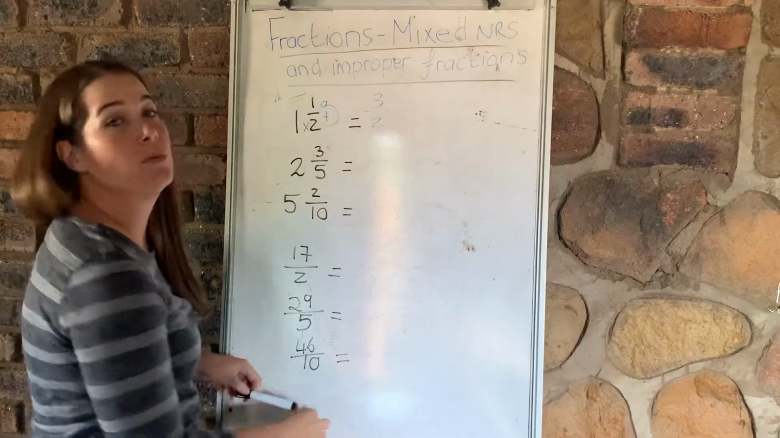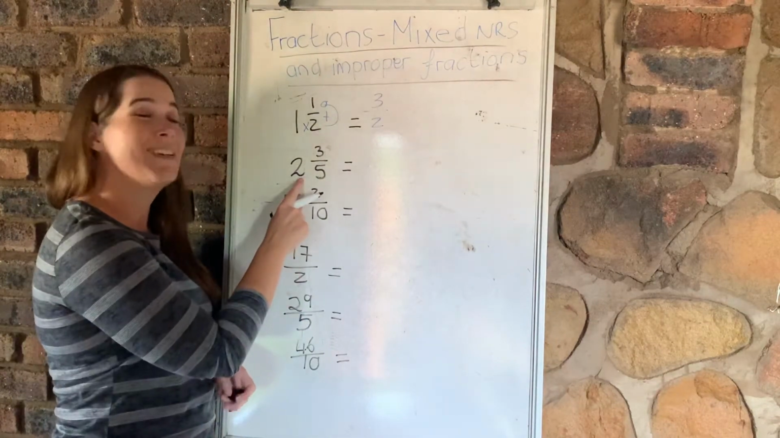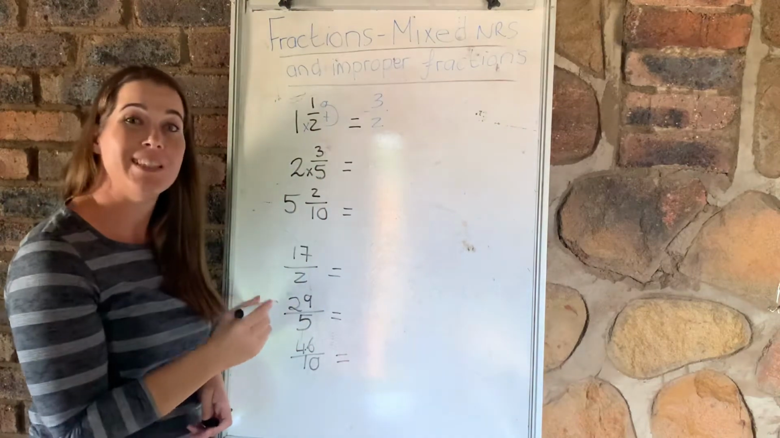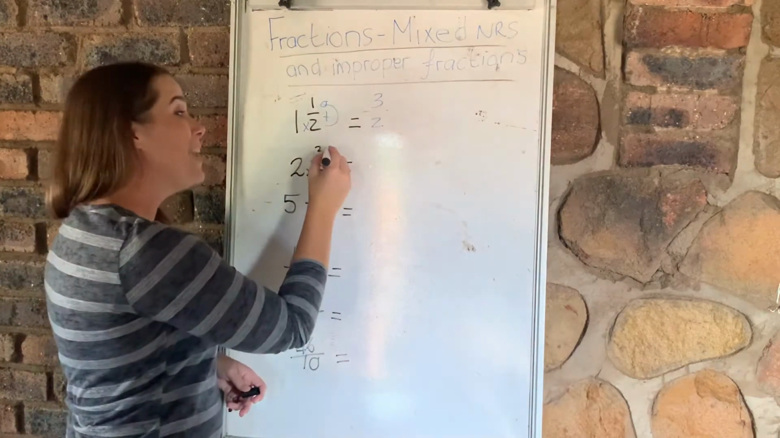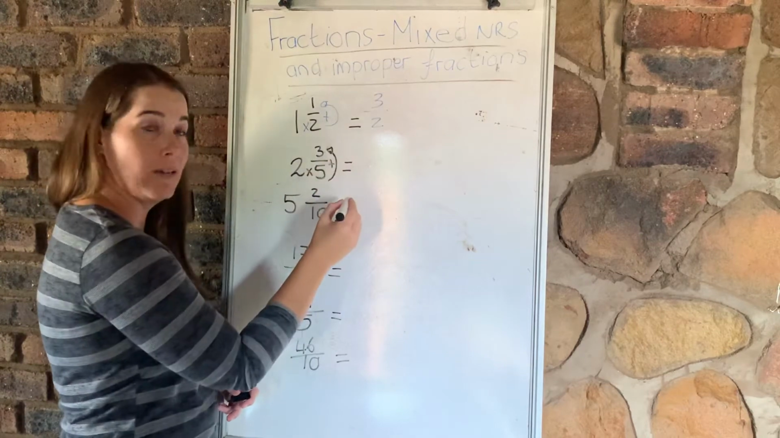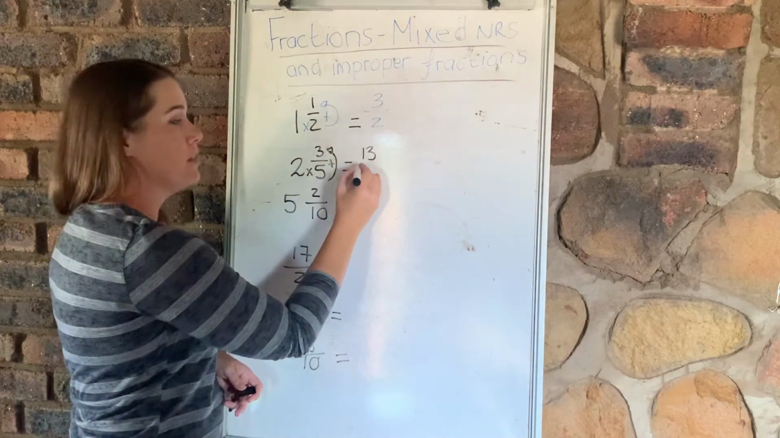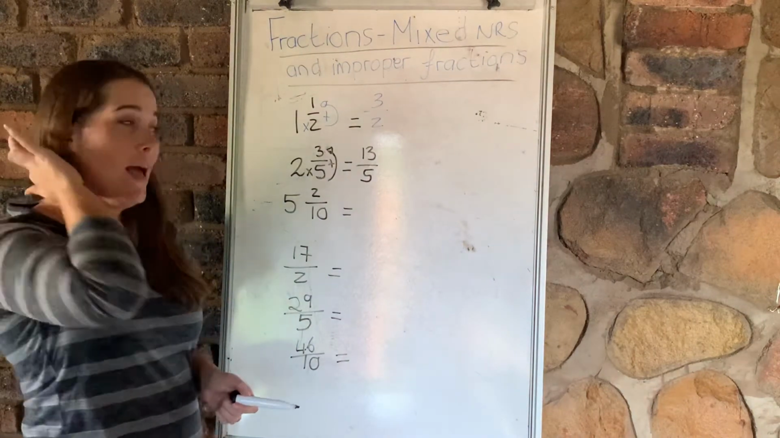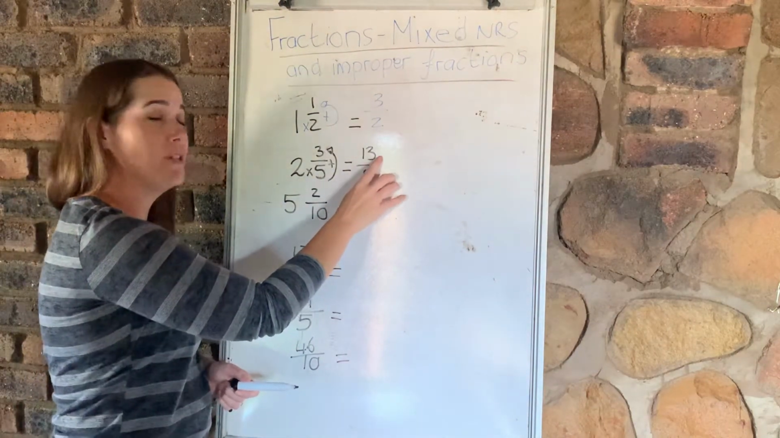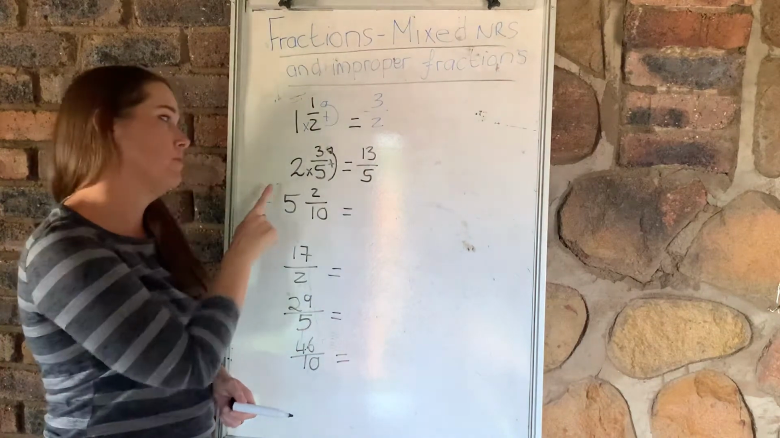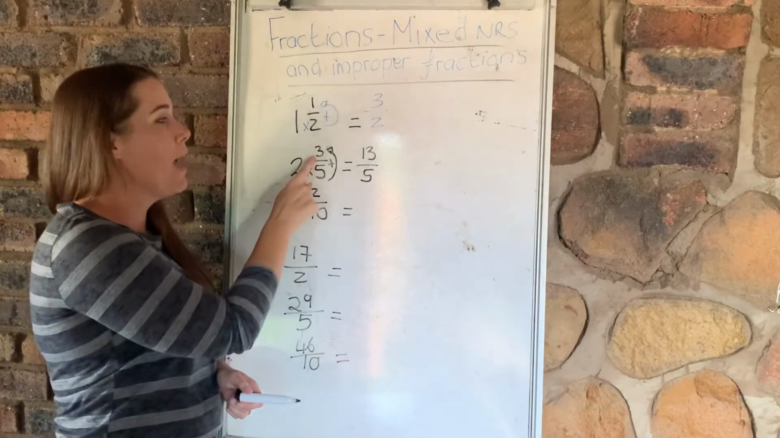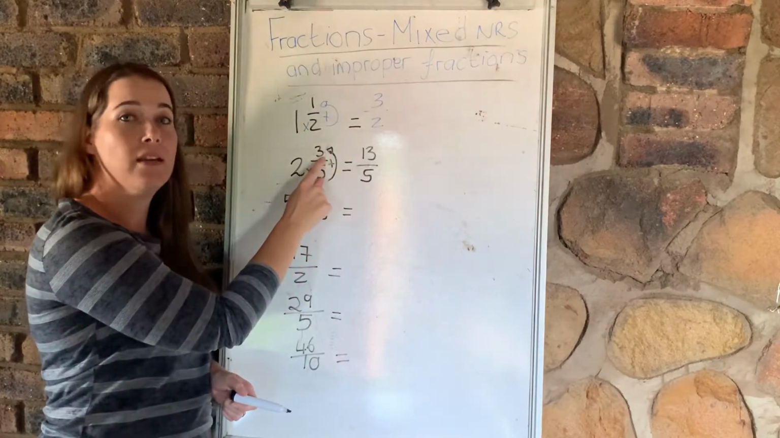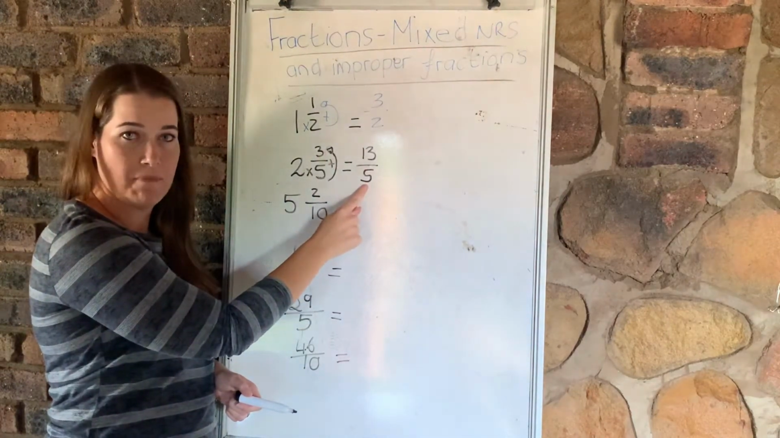If we look at the next one, you take 2 times your denominator. So 2 times 5 is 10, and you plus the top one. So that is 13 over 5. To make sure it's the same thing, how many times does 5 go into 13? 5, 10. So it's 2. I had 13 and I only used 10. So I have a remainder of 3 and my denominator stays the same.